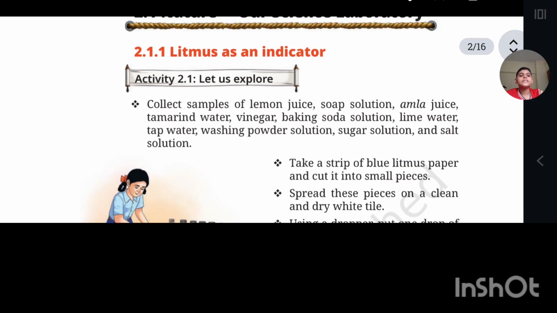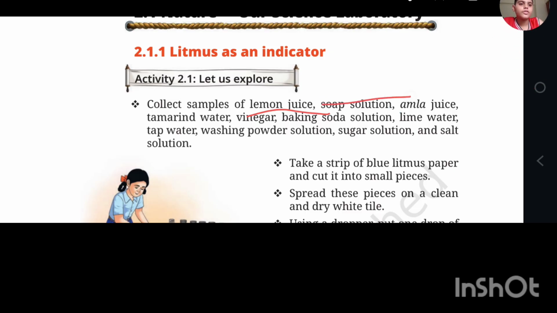Collect some samples of lemon juice, soap solution, amla juice, tamarind water, vinegar, baking soda solution, lime water, tap water, washing soda solution, sugar solution, and salt solution. I want you to tell which. This is a starting activity, no?